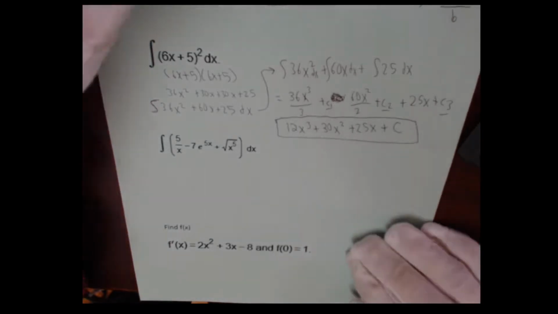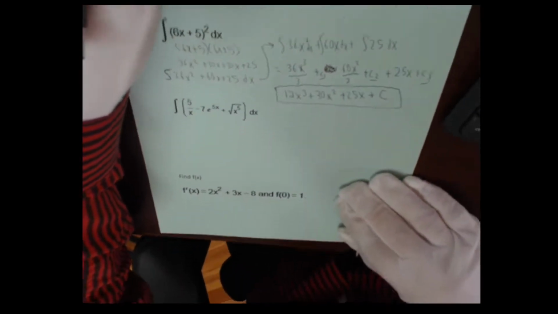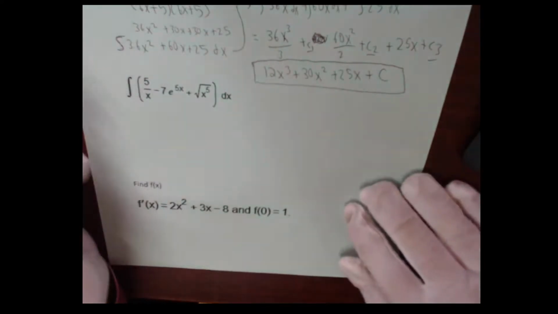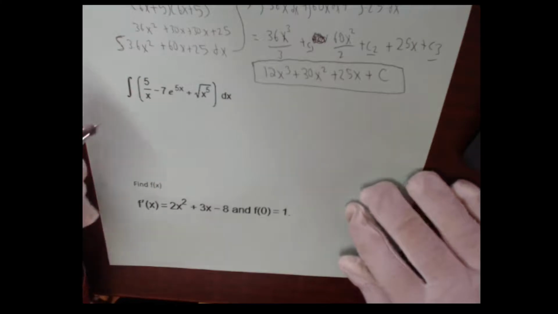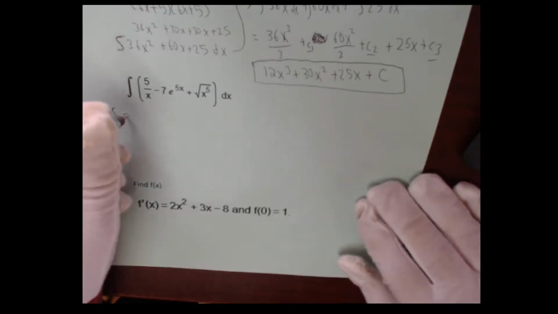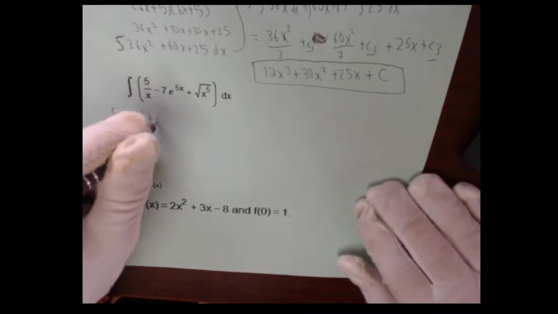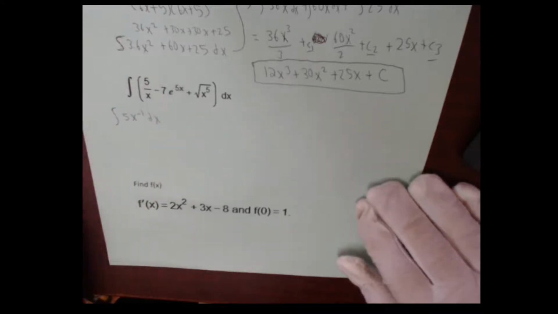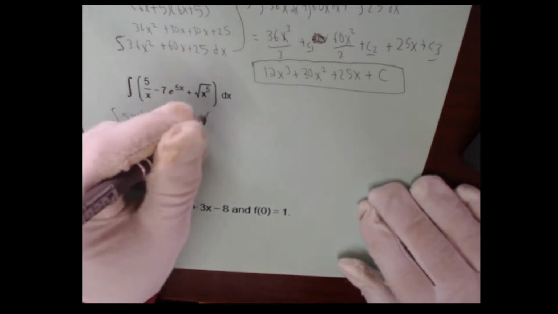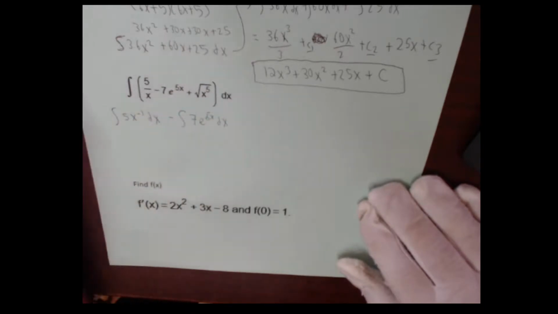Let's do one last example in this video. Actually, we'll knock out both of them. So, before we integrate this, let's break it up. This would be the integral of 5x to the negative 1 dx. That's the first term. Minus the integral of 7e to the 5x dx is the second term.